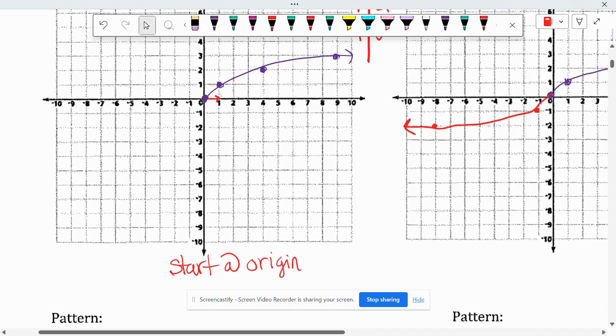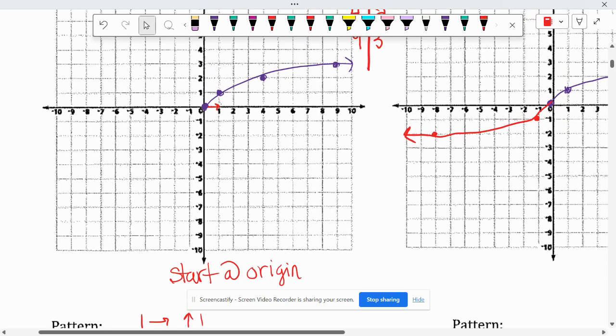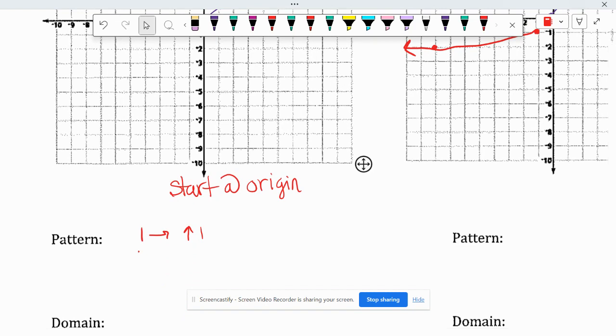Guys, listen. If I move 1 unit to the right, how much do I move up? 1. So 1 unit to the right makes me move up 1 unit. If I move 1, 2, 3, 4 units to the right, I move up 2. 4 units to the right, I move up 2. Probably if I move 9 units to the right, I went up how much? 3.